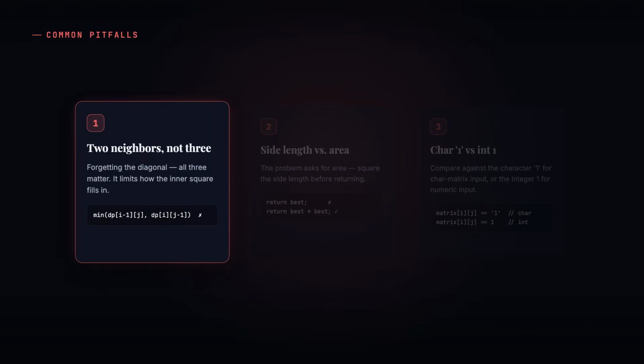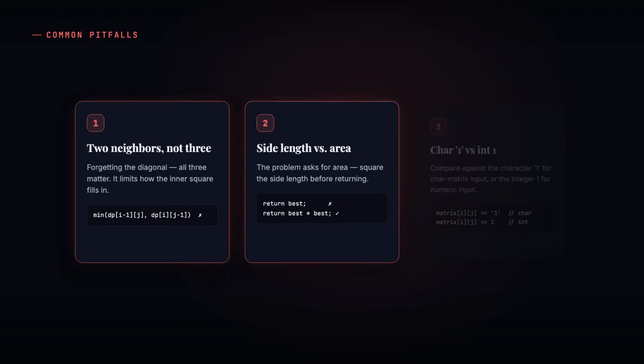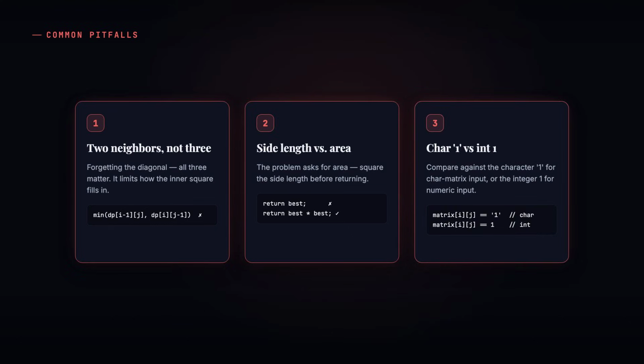3 mistakes trip people up here. First, taking the minimum of only 2 neighbors, forgetting the diagonal. All 3 matter. The diagonal is what limits how the inner square can fill in. Second, returning the side length as your final answer instead of squaring it. The problem asks for area. Third, mixing up character 1s and integer 1s, comparing against the character 1 if your input is characters versus the integer 1 if it's numeric.